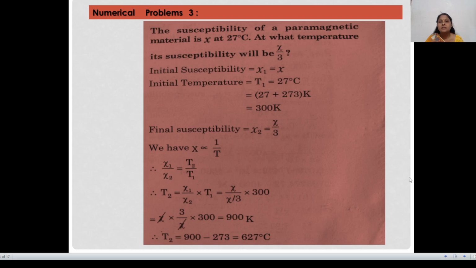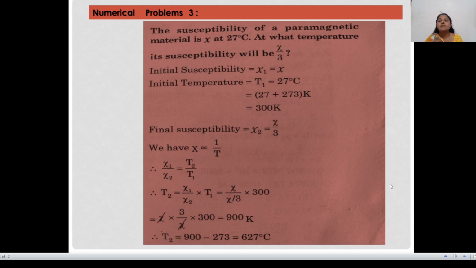The third numerical problem. The susceptibility of a paramagnetic material is psi at 27 degrees Celsius. At what temperature will its susceptibility be psi by 3? Now, given the data: initial susceptibility psi 1 is equal to psi, and initial temperature T1 is equal to 27 degrees Celsius. Therefore, 27 degrees Celsius converted to Kelvin gives T1 is equal to 300 Kelvin.